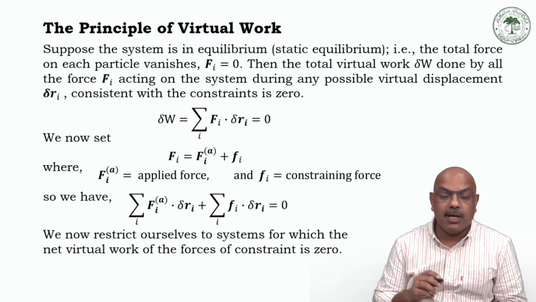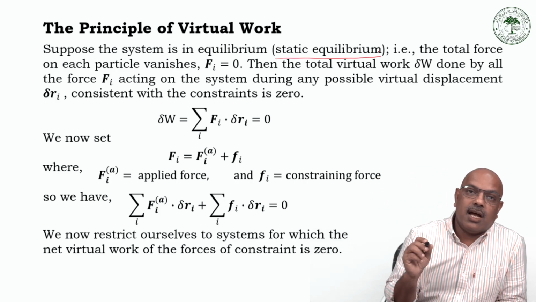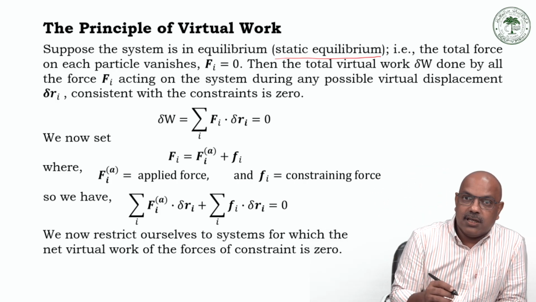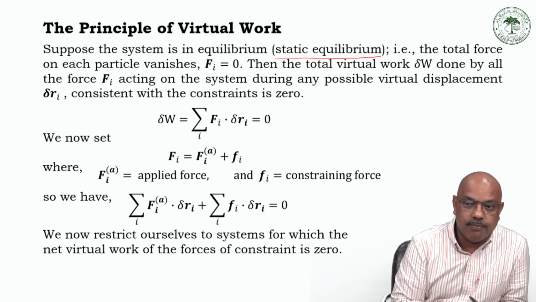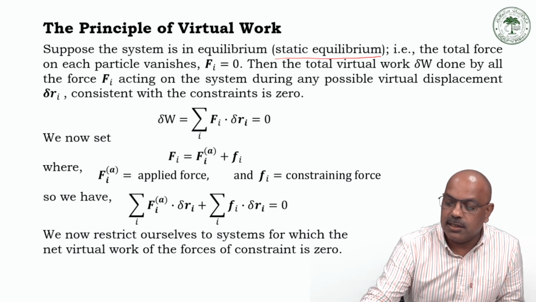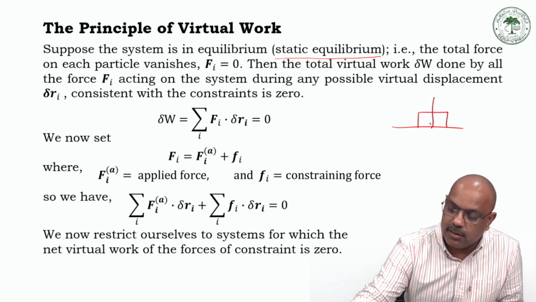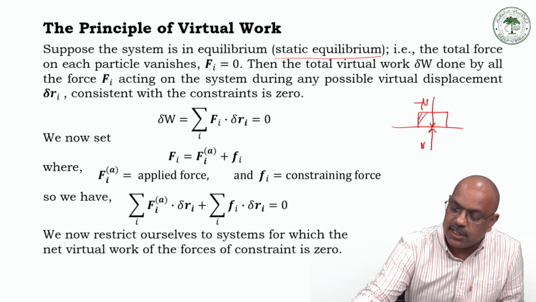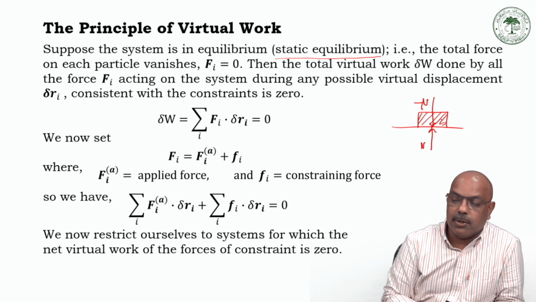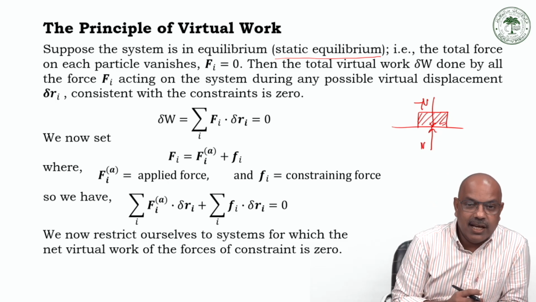A static equilibrium, that is, all forces acting are effectively zero. So there is no velocity to the system. So the total force on each particle is zero. Like if the normal force and the reaction force are there and there is no motion of the system, this block is at rest. This is static equilibrium. So the total force on each particle vanishes.